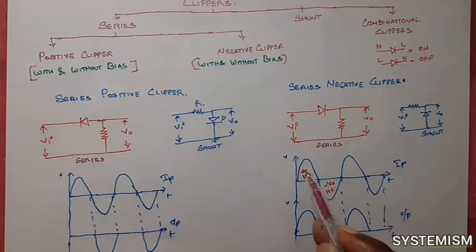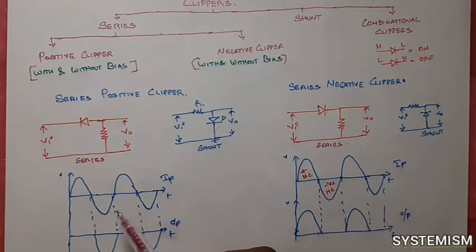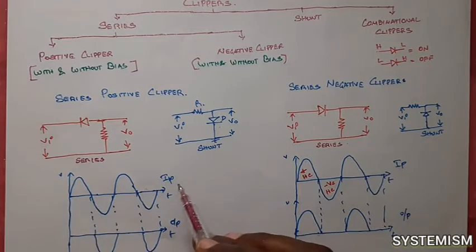See, in this circuit, this is your input and this is your output. We have clipped away all the negative values. So this is called negative clipper, and this is called positive clipper. In the output we don't get any positive value, that's why this is called positive clipper.